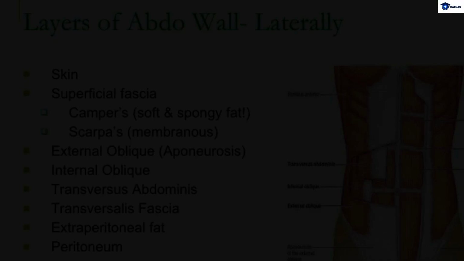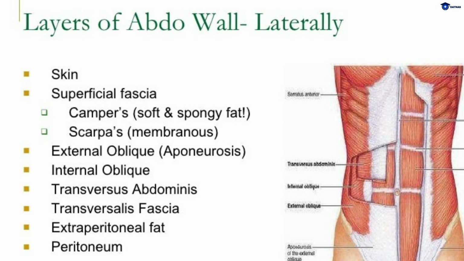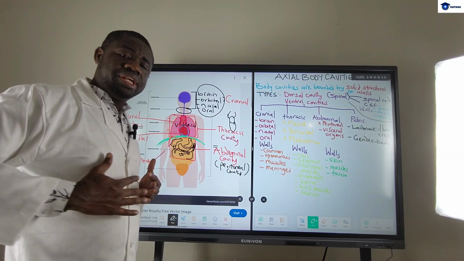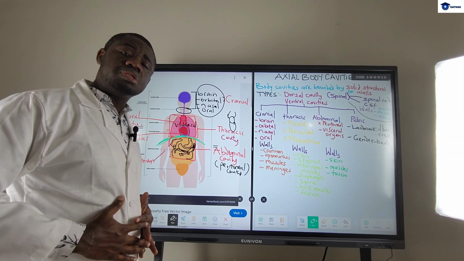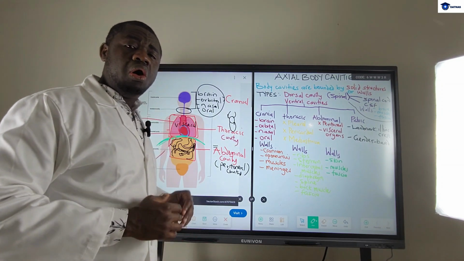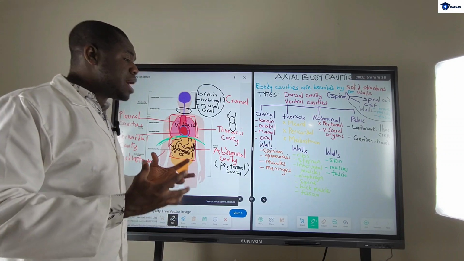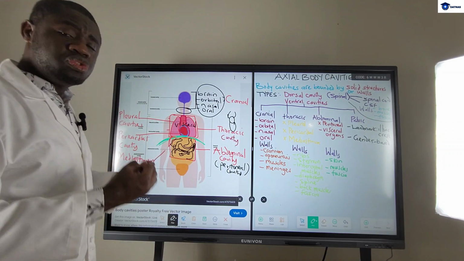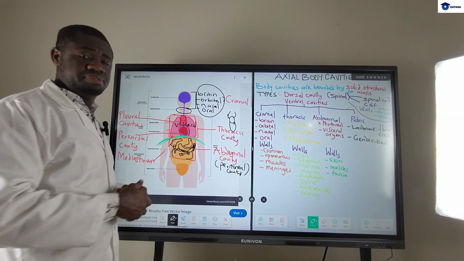The walls include the skin, the muscles, and the fascia. So we have the anterior abdominal wall, we have the posterior abdominal wall. All these walls are formed by the skin, by the muscles, and fascia.